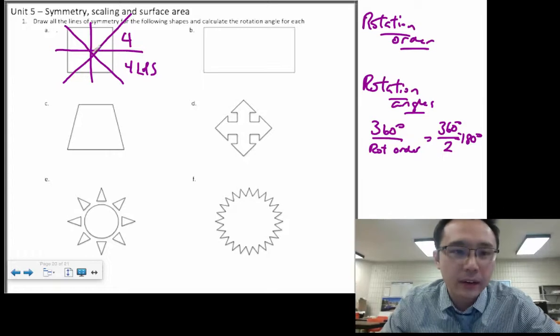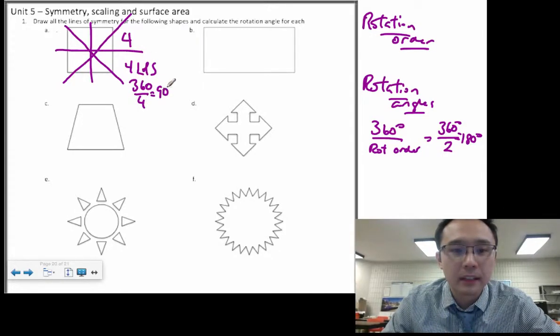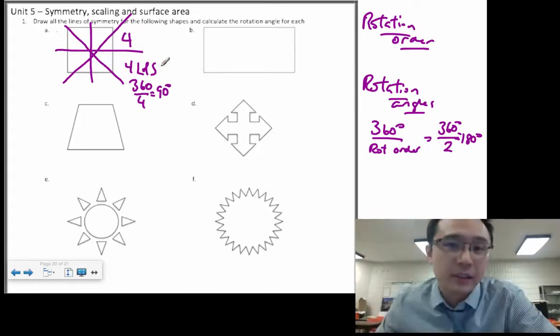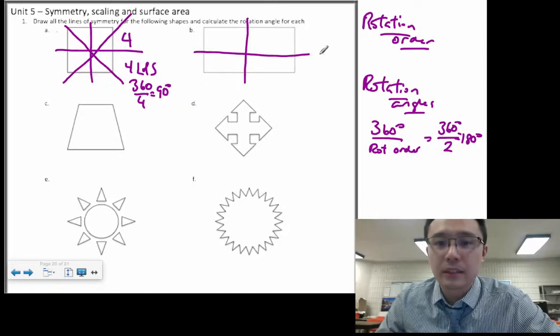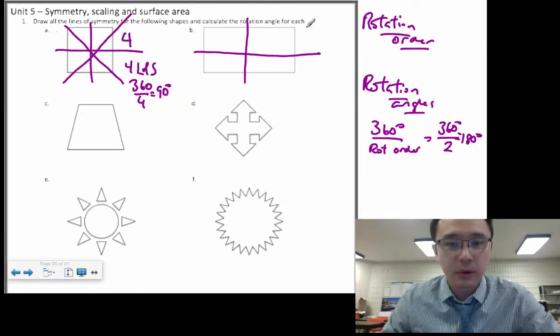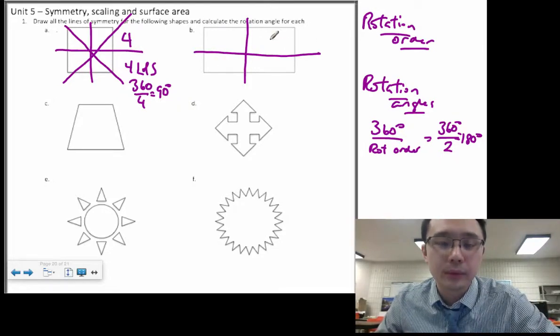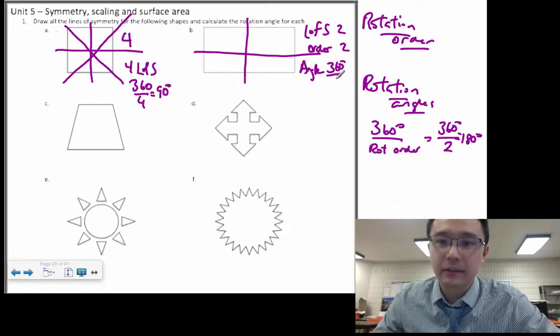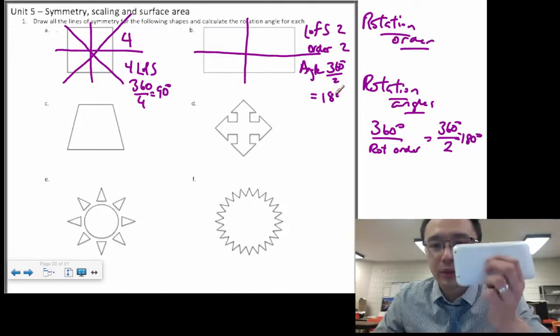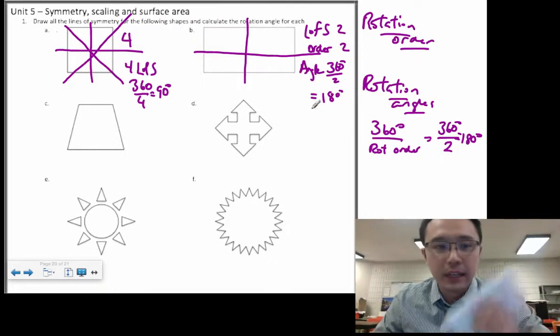So for this square, we can go 360 divided by 4, this gives me 90 degrees. So if I rotate the square 90 degrees, it'll look exactly the same. Going to a rectangle, here are my 2 lines of symmetry. Diagonal lines won't work for a rectangle because the corners won't fold. The lines of symmetry is 2, the order is going to be 2, the angle is going to be 360 degrees divided by 2, which is 180, just like this calculator.